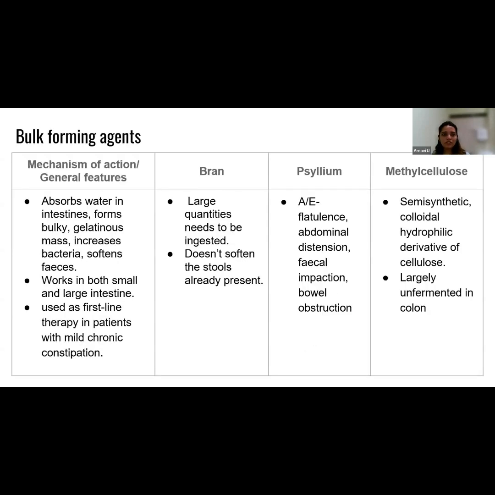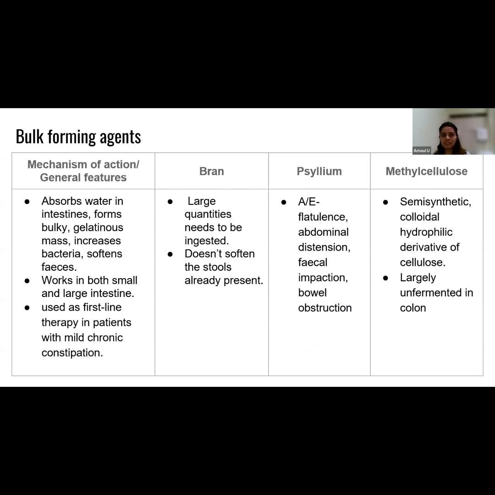Now, looking into each of the topics, the bulk-forming agents: the general features or the mechanism of action includes that it absorbs water in the intestines, forms a bulky gelatinous mass, increases the bacterial load, and softens the feces. These agents work both in the small and the large intestine and are used as first-line therapy in patients with mild chronic constipation.